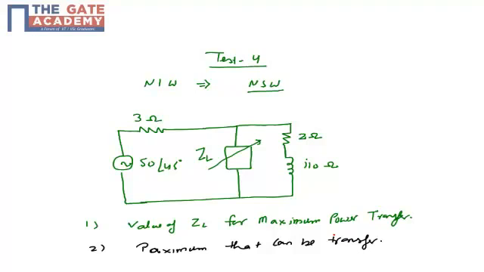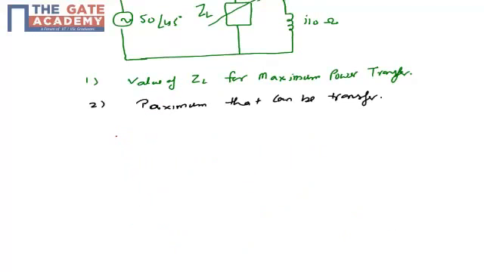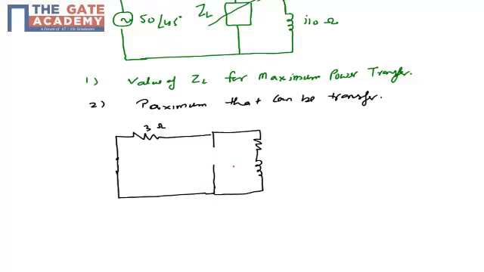So for the first part, for the value of ZL, we use a standard method. We find the Thevenin equivalent resistance. Replace ZL with an open circuit and replace the voltage source with a short circuit. So my equivalent circuit will be this 3 ohm, which is shorted, the 2 ohm resistor and the j10 ohm, and we need to find ZTH across these 2 points.